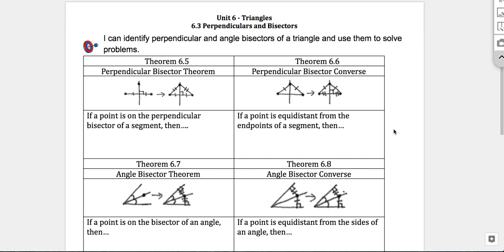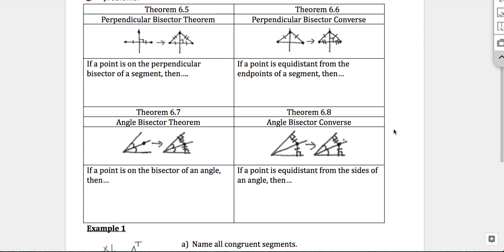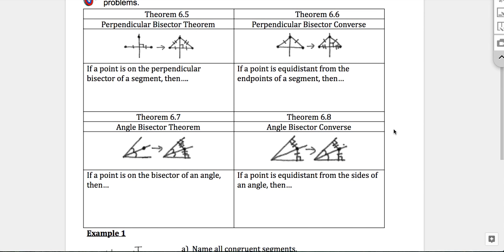Let's talk about perpendicular bisectors and angle bisectors. So we're going to start out with some theorems. So the first one says, if a point is on the perpendicular bisector of a segment. So first let's talk about what a perpendicular bisector is.